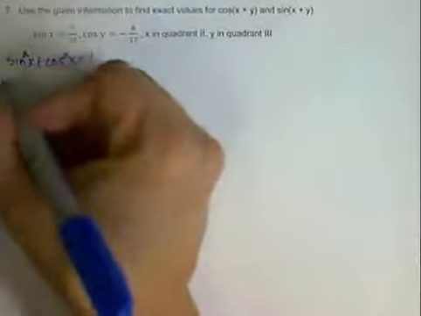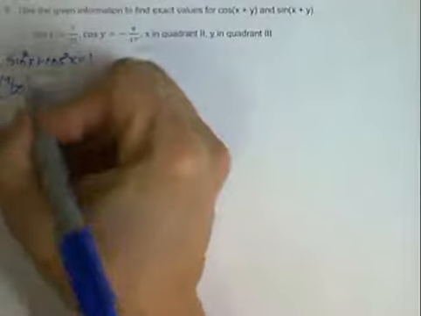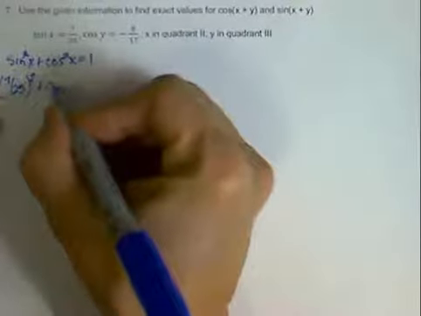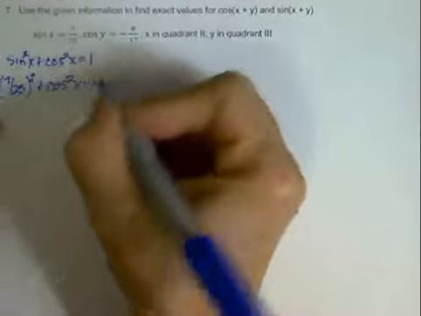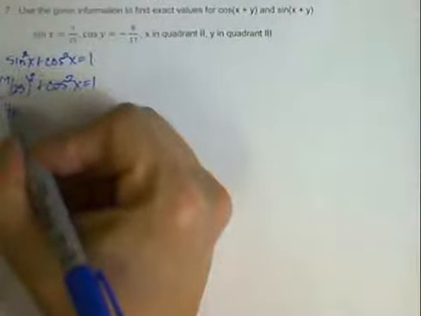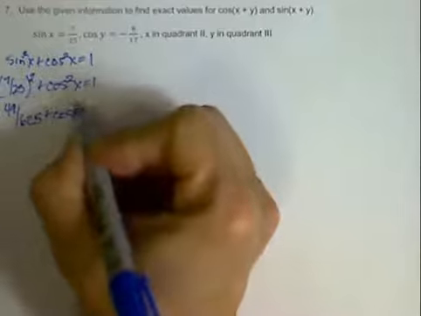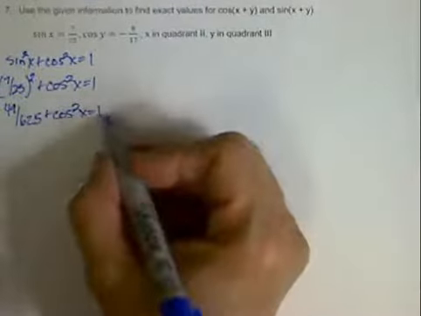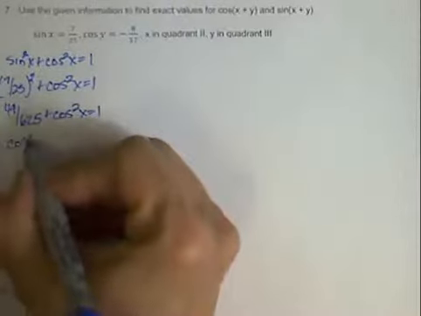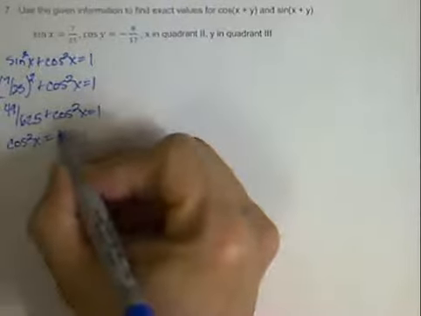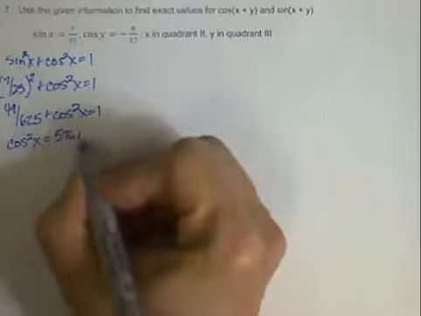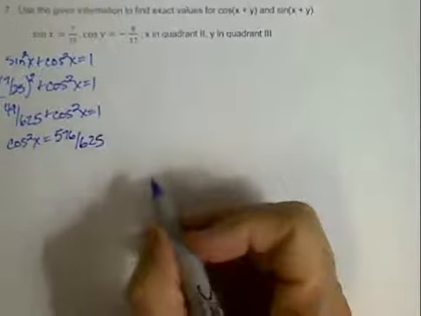For this one we can plug in the 7 over 25 for the sine of x and square that. When we square this we get 49 over 625. We're going to subtract that from both sides and then get a common denominator over here. And that's going to give us 576 over 625.